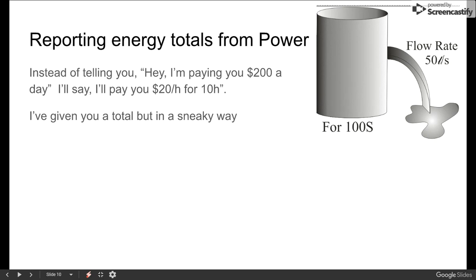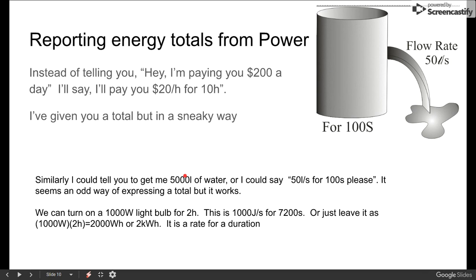Very often we're asked to report energy totals from the power itself. That's like saying, hey, I'm paying you $200 a day versus I'll pay you $20 an hour for 10 hours. Those are the same numbers. Just one was phrased from a flow rate and the time, where the other one reported a total. I could say this tank is leaking at 50 liters a second for 100 seconds. How much is that? That's going to be 5,000 liters.